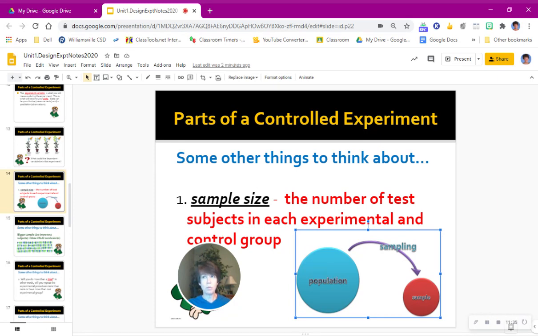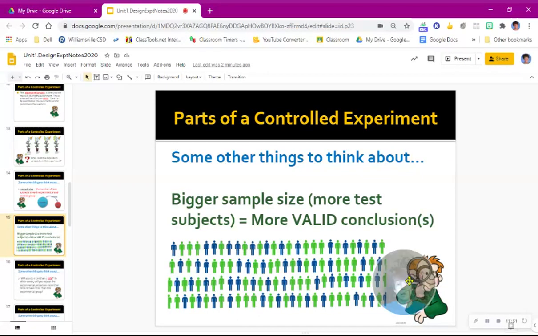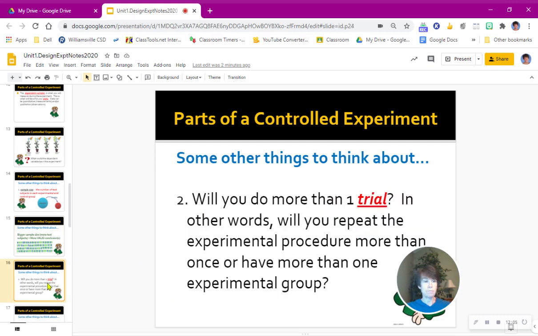But we want that sample size to be large enough that it will actually reflect the entire population. We don't want to just pick 10 people to test the vaccine on. 10 people is not large enough to represent the 7+ billion people on this planet. So we're going to need thousands of people to participate in any sort of vaccination study because we want that population to be represented by the sample. Okay? So sample size is really important in an experiment.